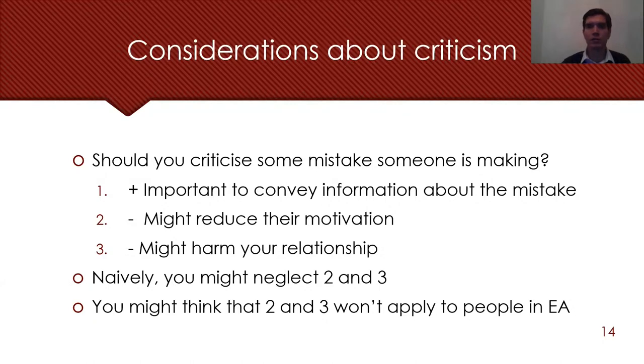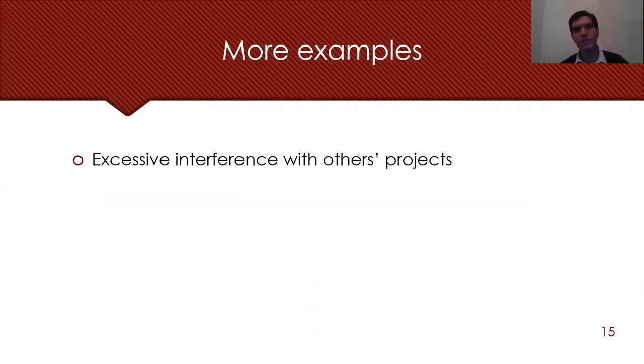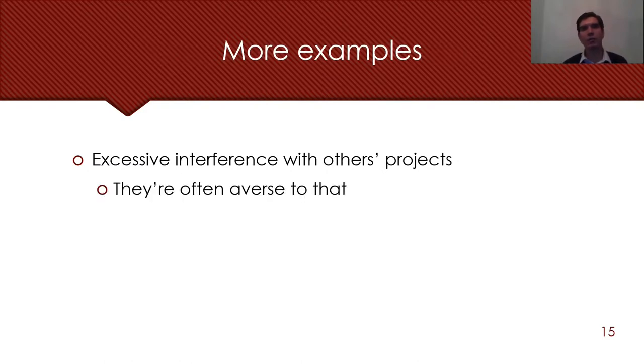So, some more examples of neglect of other people's psychology. Naively, you might interfere excessively with other people's projects. So you might think that some project isn't being run in the right way, and then you might try to address that. You might run in and tell them what to do. And often people don't quite like that because they would be somewhat territorial and think, well, this is my project. No one else should come here and tell me what to do. And then you might think that, well, they shouldn't think like that, because if I am right and I have a good point, they should just accept that and change their ways.